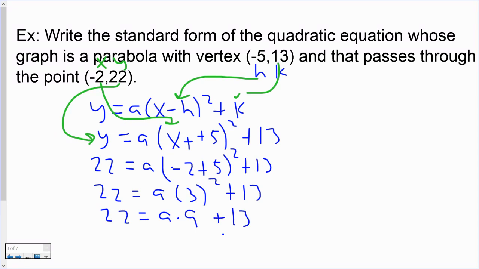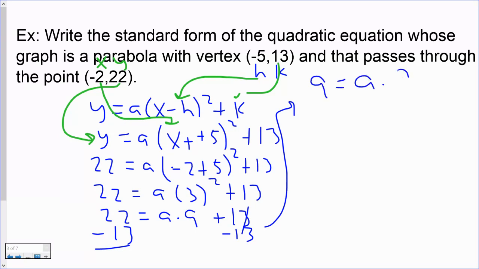Now, if I want to go ahead and solve this one, we get a minus that 13, minus that 13. That'll give me a 9. So I have 9 equals a times 9. And then to get rid of that multiplying by 9, I divide. That gives me a equals 1.